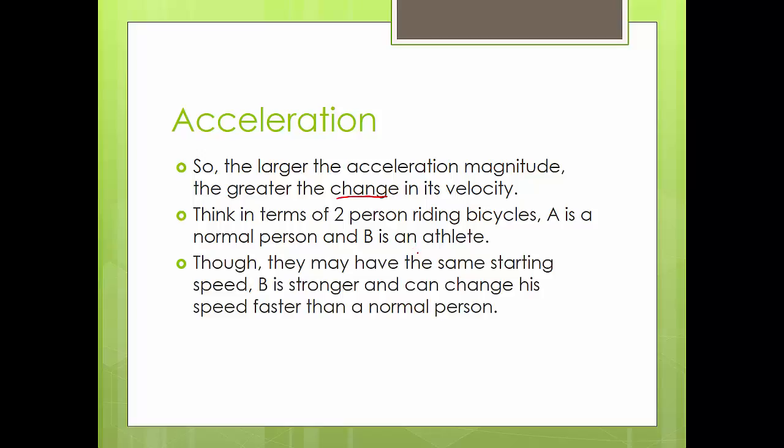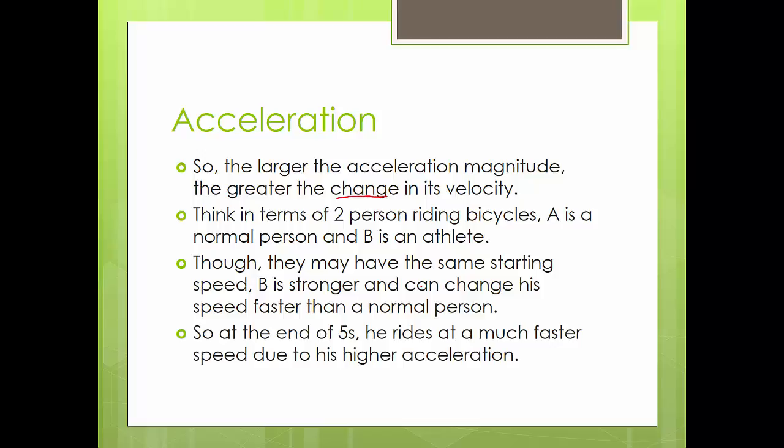So even though they may have the same starting speed, B is stronger and can change its speed faster than a normal person. So at the end of the 5 seconds, the athlete can ride at a much faster speed due to his higher acceleration.